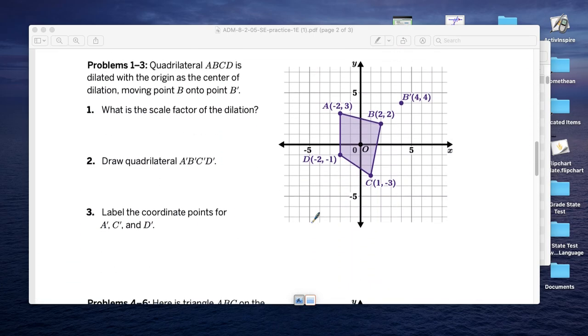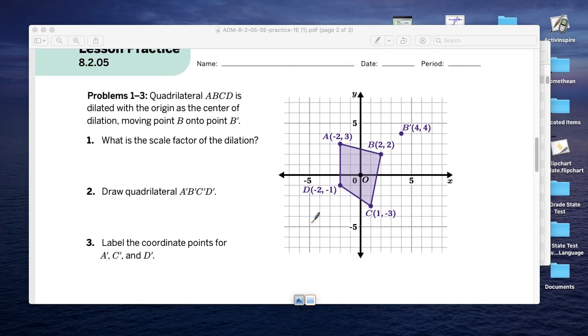So let's look at the first one. Quadrilateral ABCD is dilated. They want to know what was the scale factor of the dilation. Oh, and they only gave us B. So remember, if I find out what the scale factor is here, I can apply it to the other points. So let me just tell you about point B.